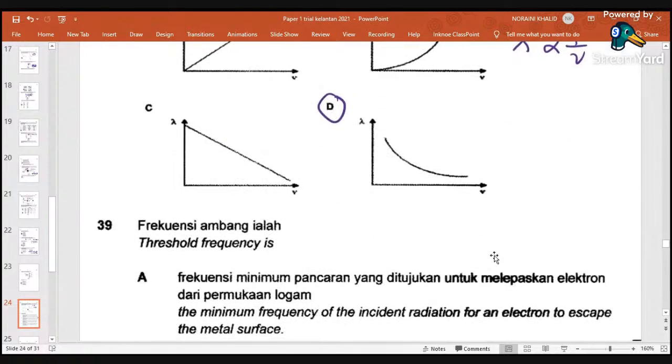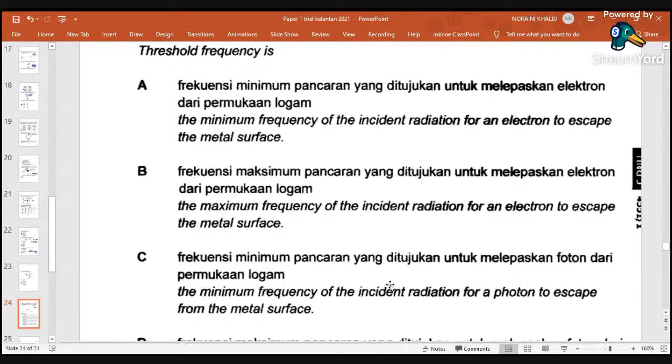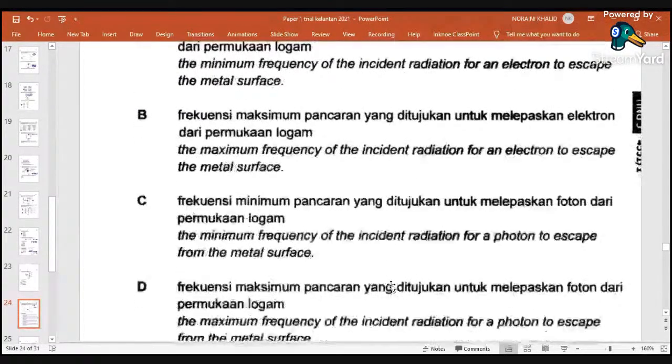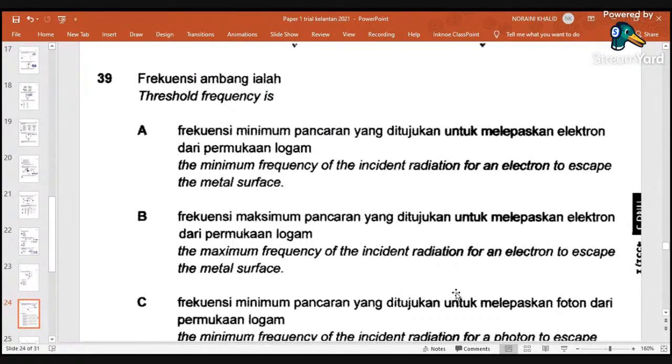Number 39, threshold frequency is the minimum frequency required for electrons to be emitted from the surface of a metal. It's not photons that are emitted or escape, it's electrons. So the answer in 39, we call it the photoelectric effect.